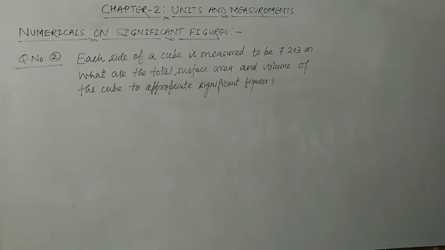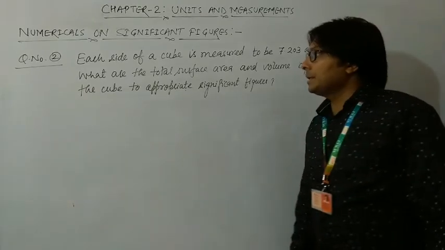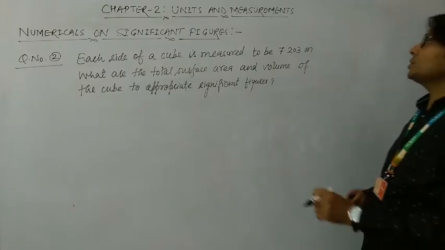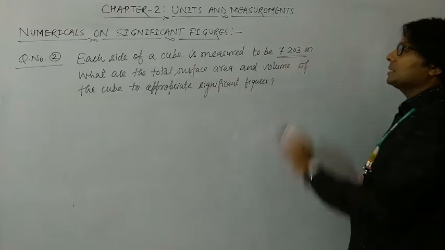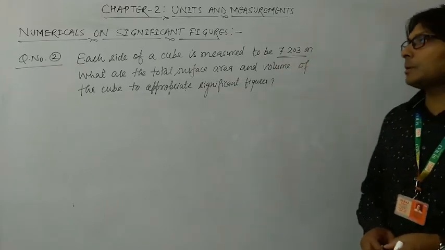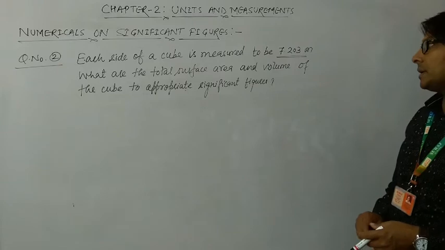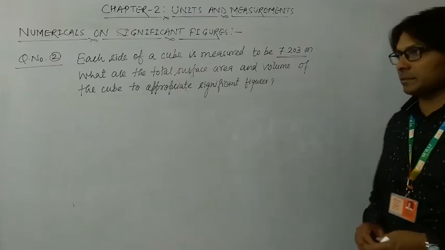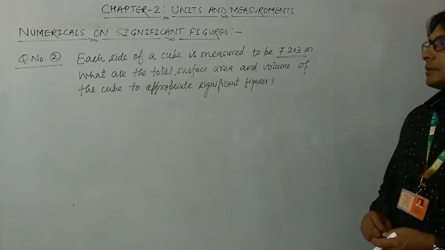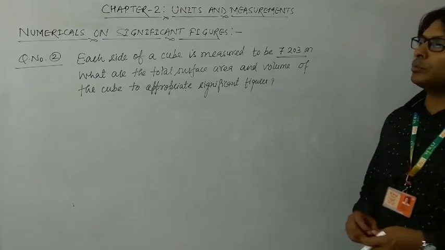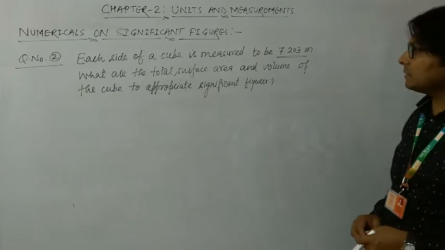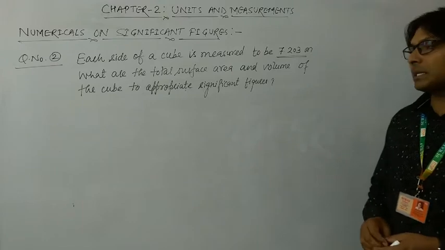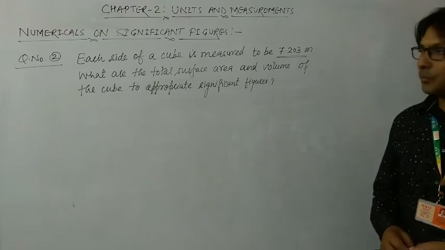Okay, now let us discuss question number two. Each side of a cube is measured to be 7.203 meter. So this is the side given of a cube. What are the total surface area and volume of the cube to appropriate significant figures? So we have to find the surface area and volume of the cube whose side has been given, but using significant figures, or up to appropriate significant figures and rounding off.